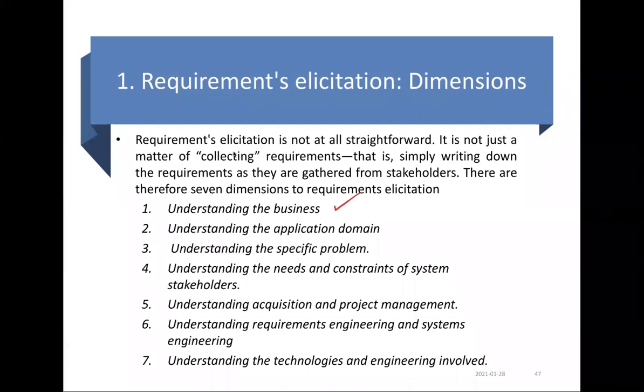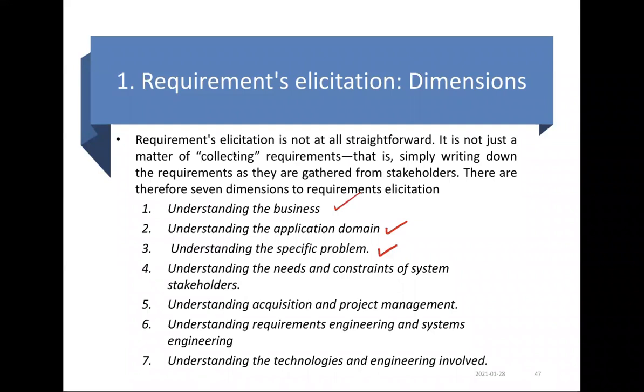The second dimension is understanding the application domain. A requirement engineer and system analyst must also understand the general application domain within the business in which the new system is to be implemented. Third, understand the specific problem. That means the requirement engineer or the software analyst should have a great understanding of the general application domain that must be focused on for later usage. So the requirement engineer must also understand the specific problem assigned to the system.